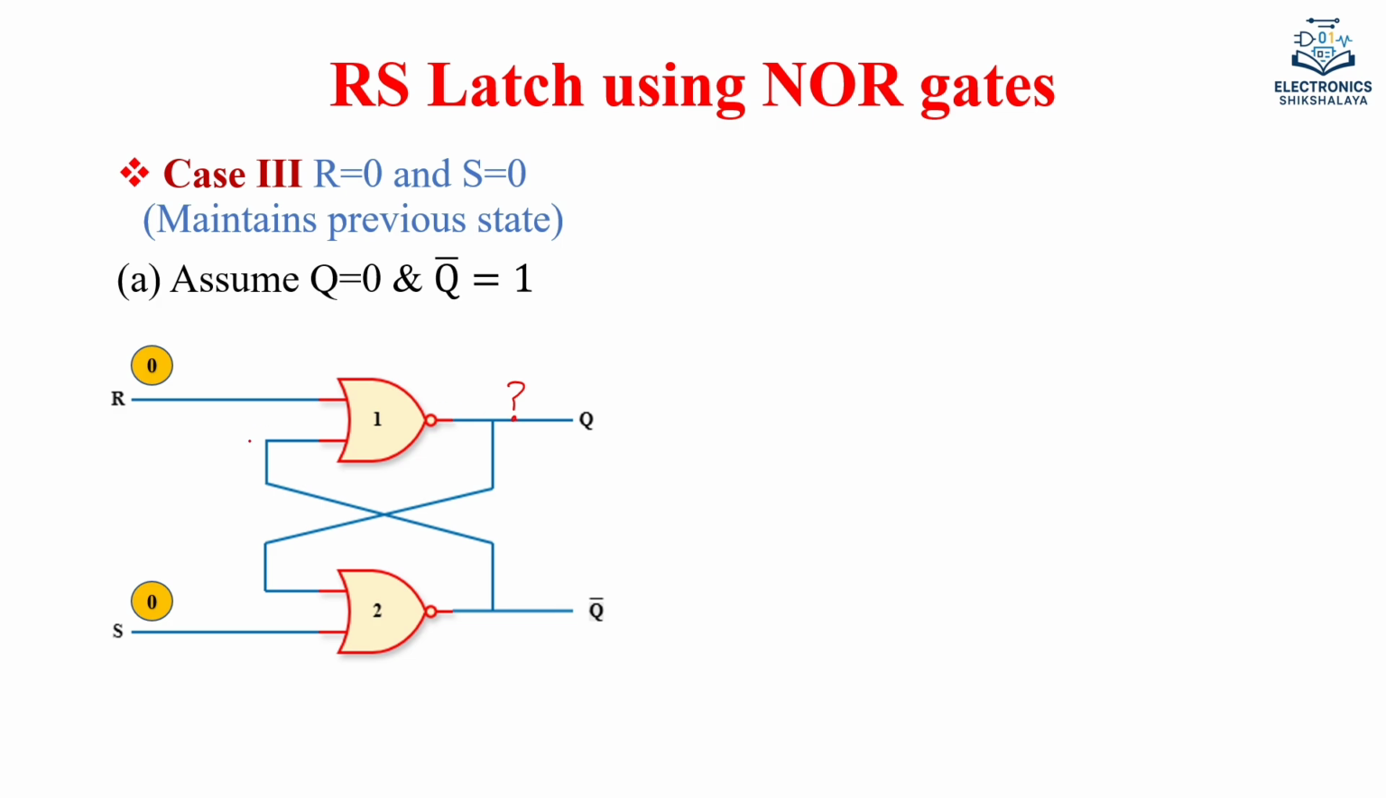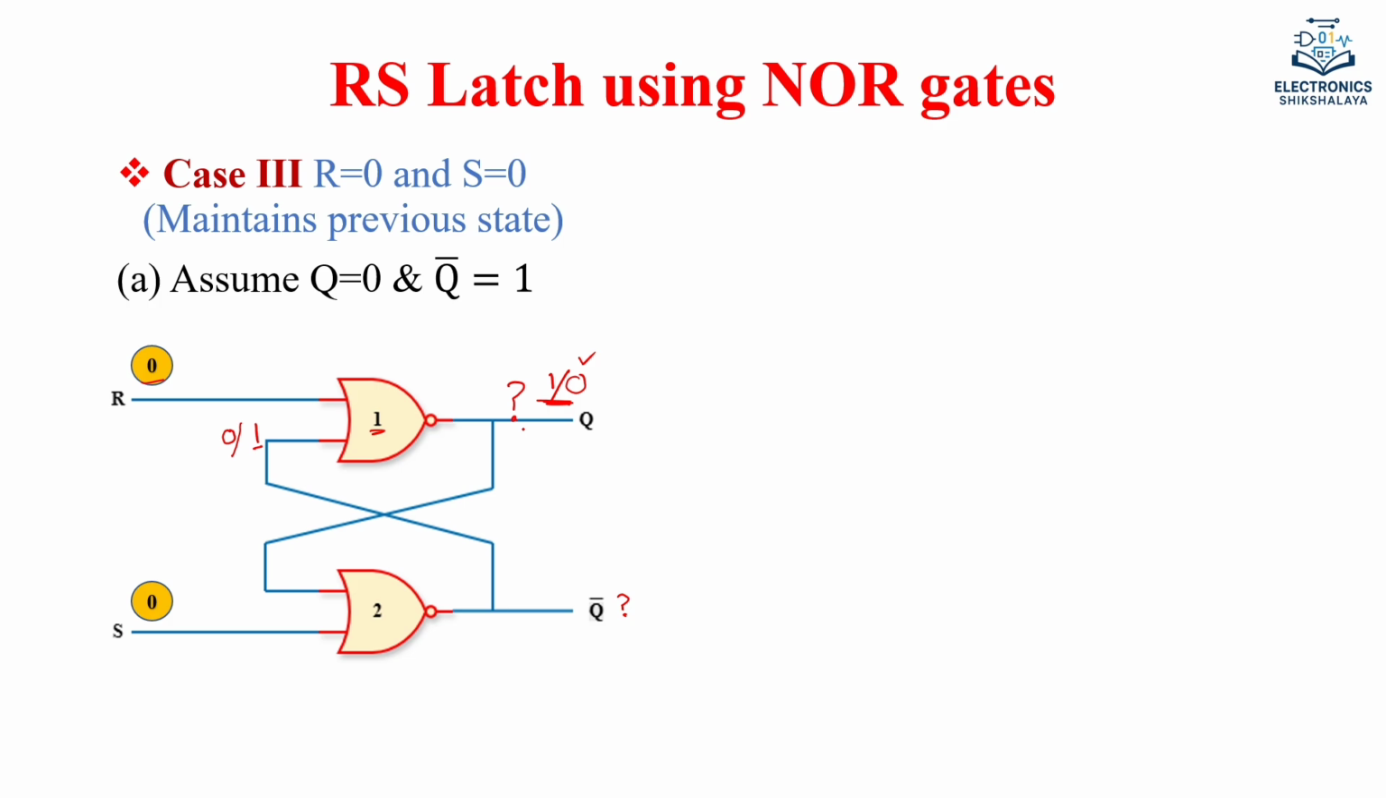Because if this value is 0, so in gate number 1, 0, 0, what will the output be? The output will be 1. Similarly, if this input equal to 1, so 0 and 1, what will be the output? The output will be 0. So we cannot predict this output. That is why you have to assume. This is the same case also in this case.